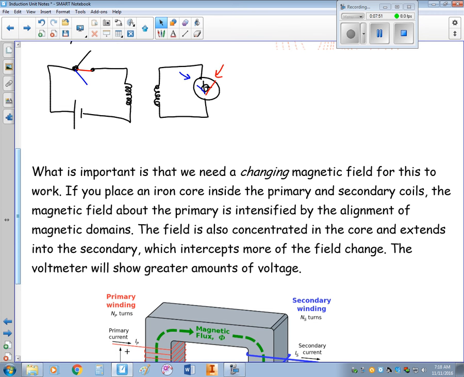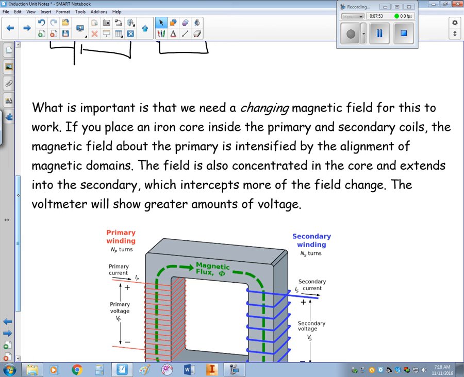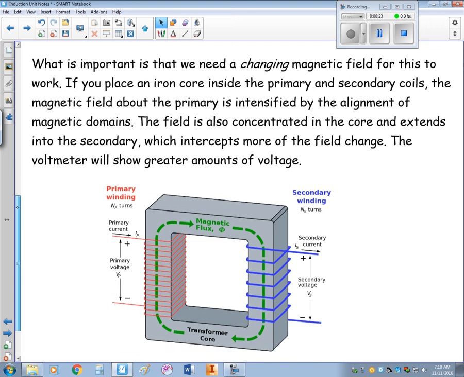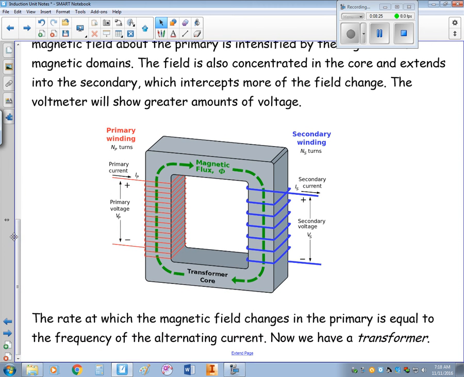Now, if we were to place an iron core inside the primary and the secondary coils, the magnetic field around that primary coil will become intensified. It'll become stronger. This happens because there will be an alignment of the magnetic domains inside the iron. The field is also concentrated in the core and extends into the secondary, which intercepts more of the field change, and then the voltmeter will show a greater amount. So in other words, by using iron cores, we can make this whole effect stronger.